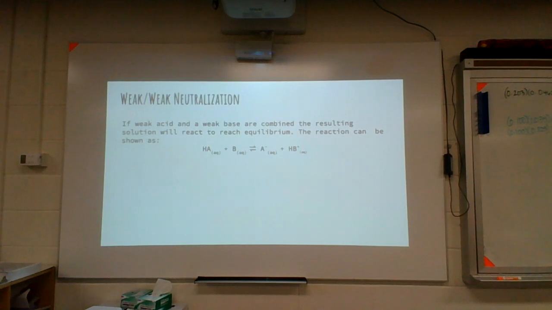The last possible situation is weak acid and weak base. So if a weak acid and a weak base are combined, the resulting solution will reach equilibrium, and the reaction can be shown as the weak acid plus the weak base produces the negative A ion plus the positive HB ion.